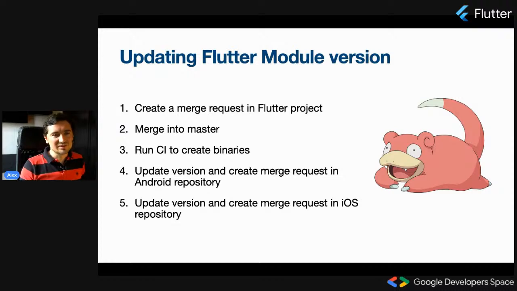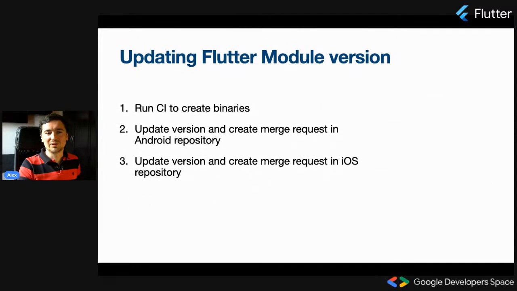And the solution was pretty simple. We wanted to automate as much as we can. Let's look at these three steps, right? You need to run CI to create binaries. You need to update the version in iOS. You need to update the version in Android. So all these pieces can be automated. The only thing you need is to start this process on CI.